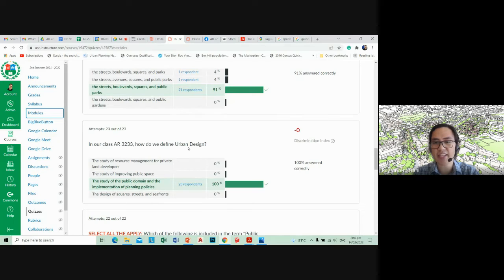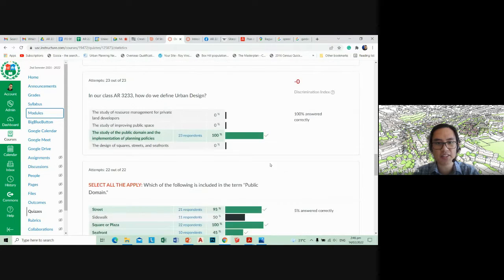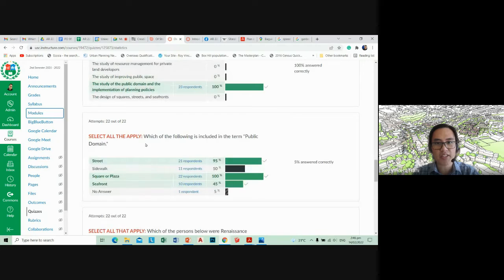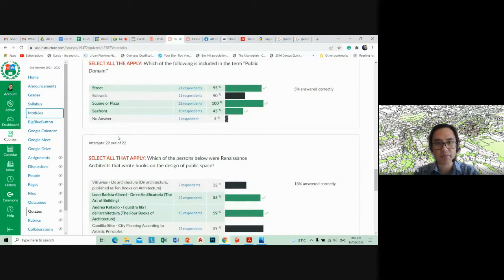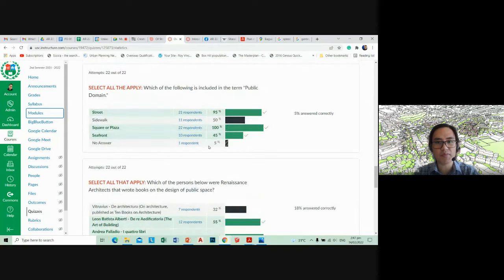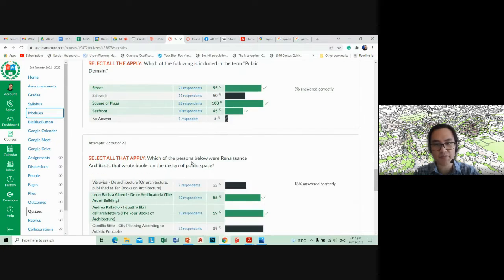I really highlighted this before the class, so everyone got it correct. Next, over here, select all that apply. Which of the following is included in the term public domain? So street, square or plaza, and seafront. Let's see here. Some had no answer, some answered sidewalk. So sidewalk is part of the street.